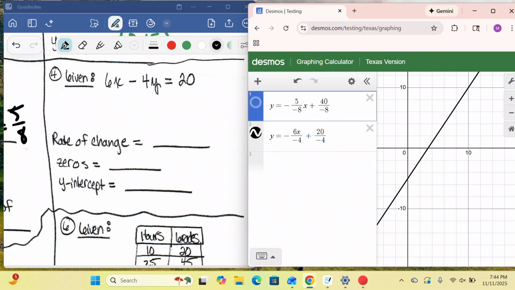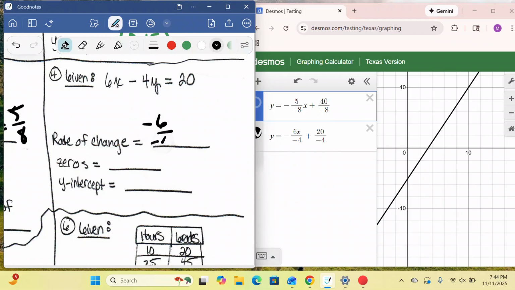Again, they're asking for the rate of change. My rate of change is negative 6 over negative 4. If I want to, I can also write it as negative 3 over negative 2, or positive 3 over positive 2, and I can also write it as 1.5. All those work. It just depends what they ask you on the test for the rate of change, which is also called our slope.